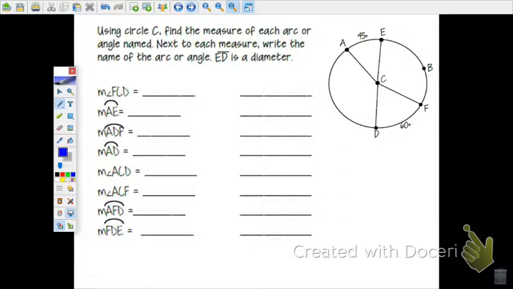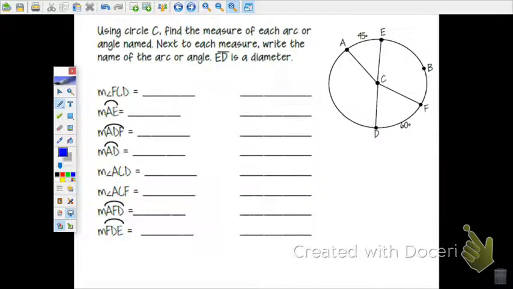So in that second page of your notes, if you open that all up, in the center, you see this diagram. And then we want to find the measure of each arc or angle named, because sometimes we have angles, sometimes we have arcs. So we're going to fill that in, and then next to each measure, you're going to write the name of the arc or angle. So it's opposite piece, and they're telling us that ED is a diameter. So we know it's going straight through that center point.